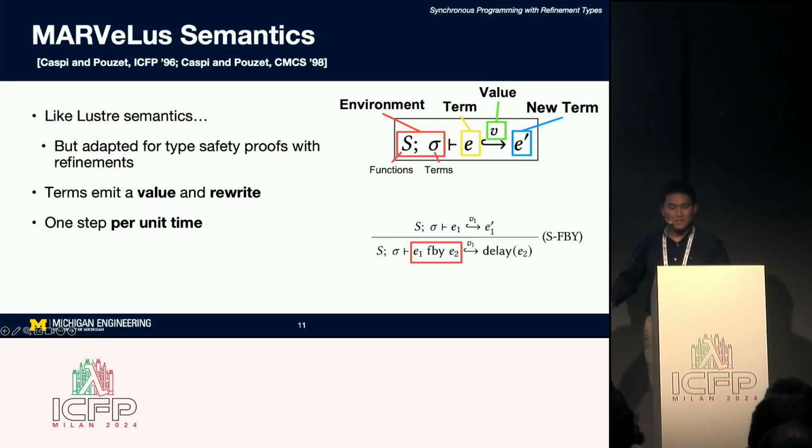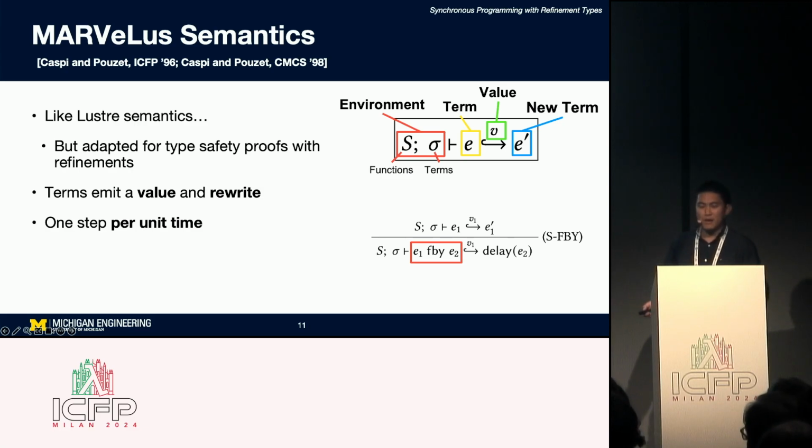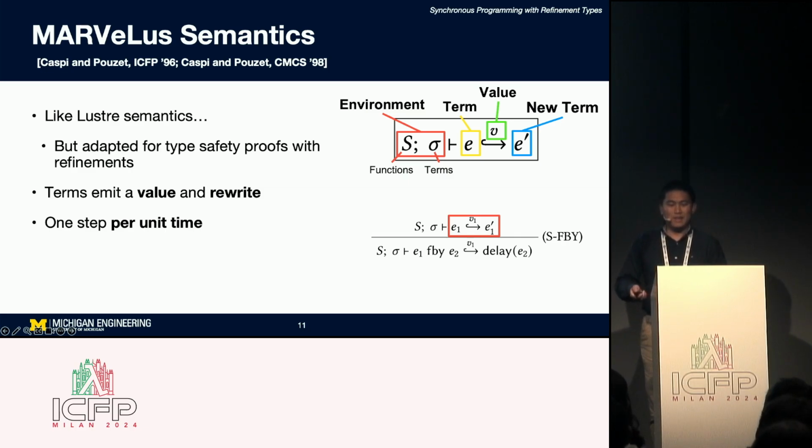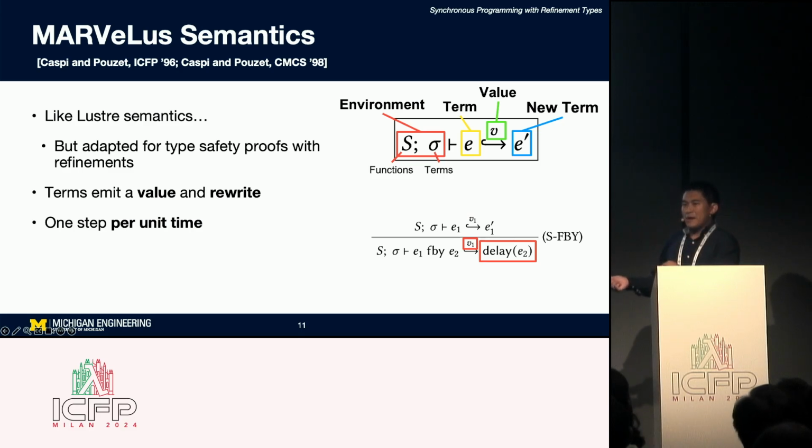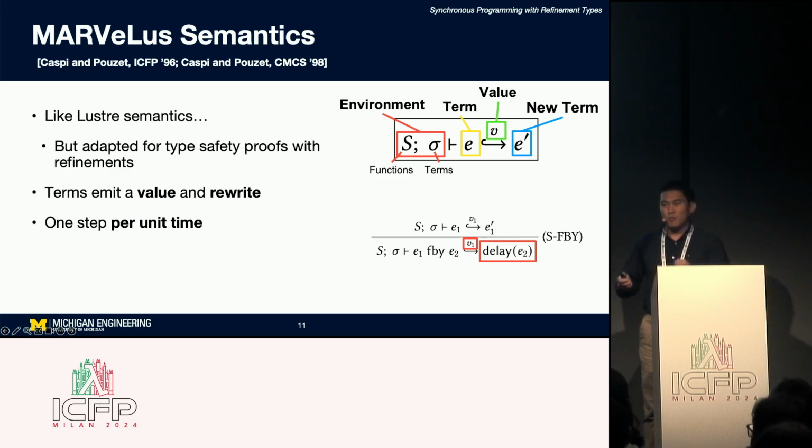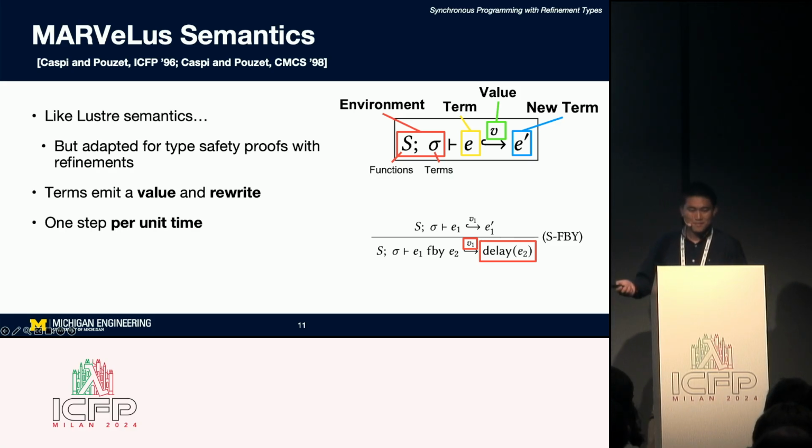or follow by. So if you have an expression E1 followed by E2, we first evaluate E1 to obtain the value V1, and then the follow by expression emits a V1 and then rewrites itself to the delayed version of E2. Now, this delay operator is wrapped around E2 to help the evaluation of E2 in the next time step stay in sync with the environment. We have some more details about that in our paper.